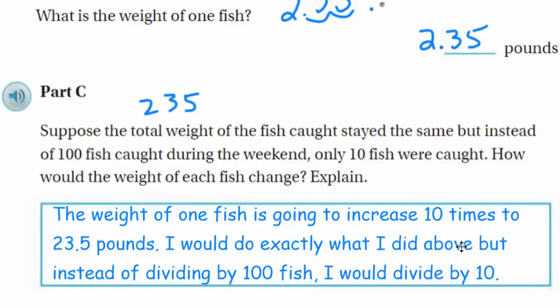I would do exactly what I did above, but instead of dividing by 100 fish, I would divide by 10. And that's what we were thinking. If you're dividing by 100, you've got those 100 groups making the number in each one of those groups smaller. But because we divided by 10, there were fewer groups, which means more is going to fit in each group. I don't know if that kind of makes sense. That helps me conceptually to understand what the problem is asking. All right. Okay, let's go on.